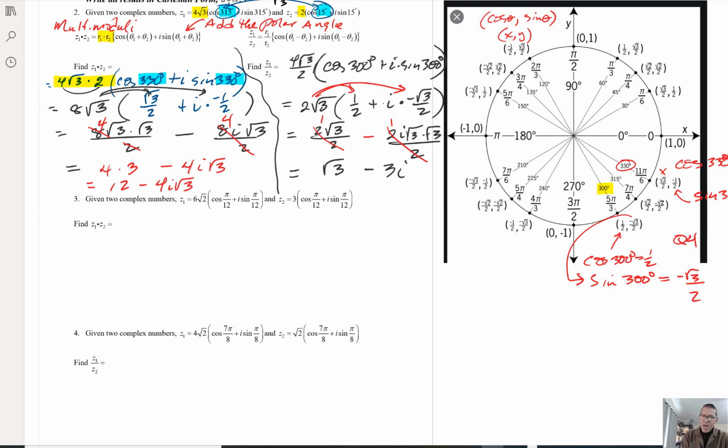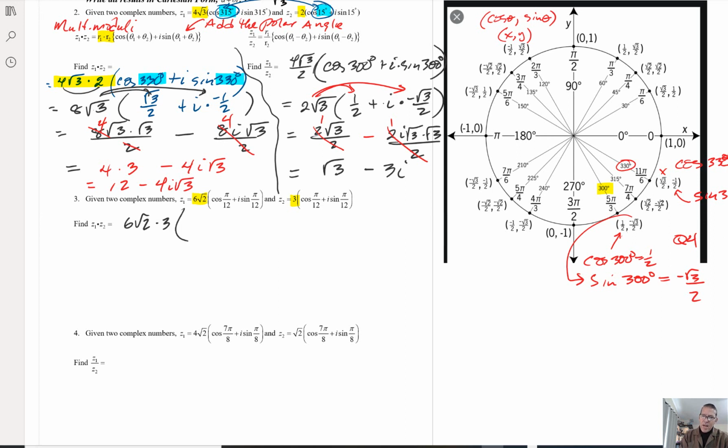So here we go. We got the moduli. So let me highlight the moduli. The first modulus is 6 root 2 for the first number. The second modulus is 3. And since we're multiplying them, z1 times z2, you multiply the moduli first. So 6 root 2 times the 3 here.